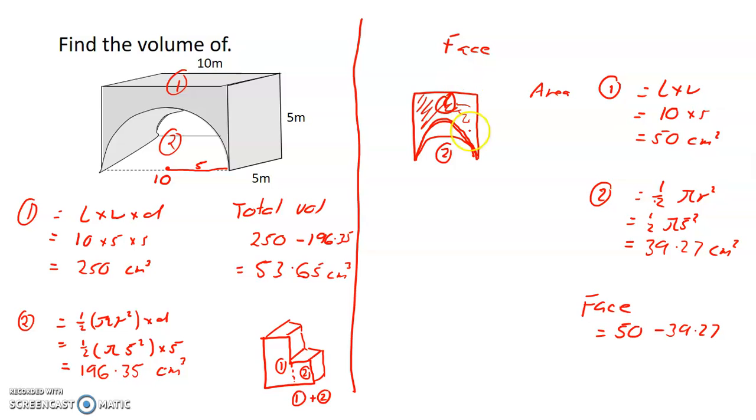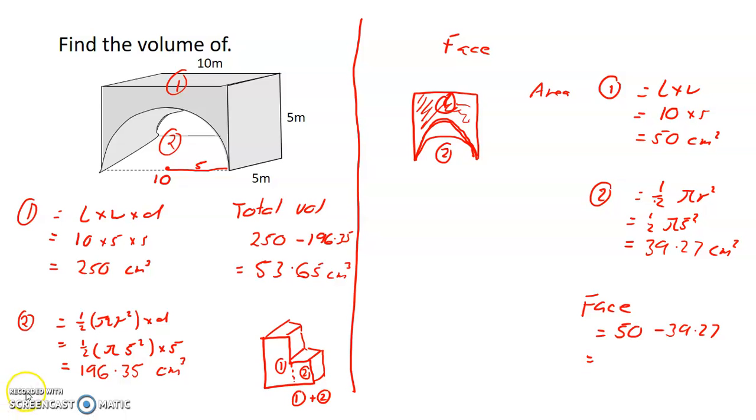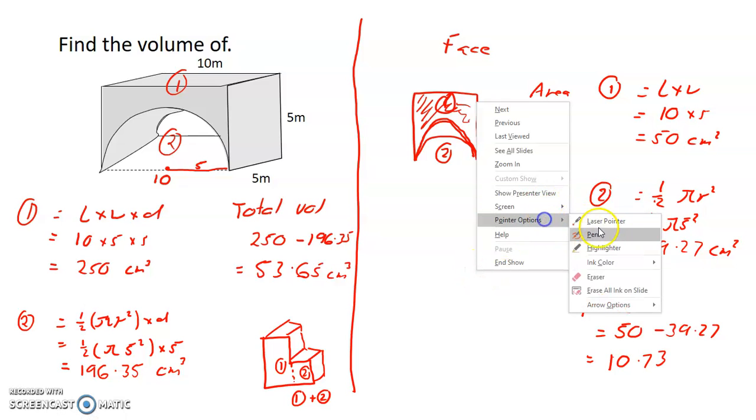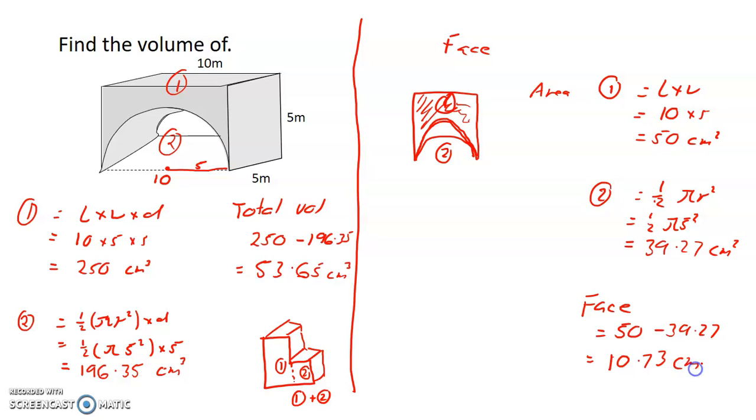So the area of this face is that rectangle with that circle missing, so 50 take away 39.27. Sorry, I'll pause it for a minute. And what I've done is I've found that the face of this object is 10.73. Now again, it should be in centimetres squared, and I'm having issues with this pen all the time. So, centimetres squared. Now, we know the volume of a solid is its face times its depth.